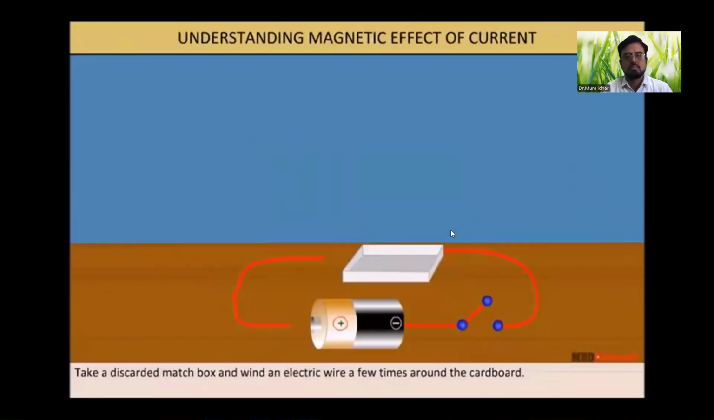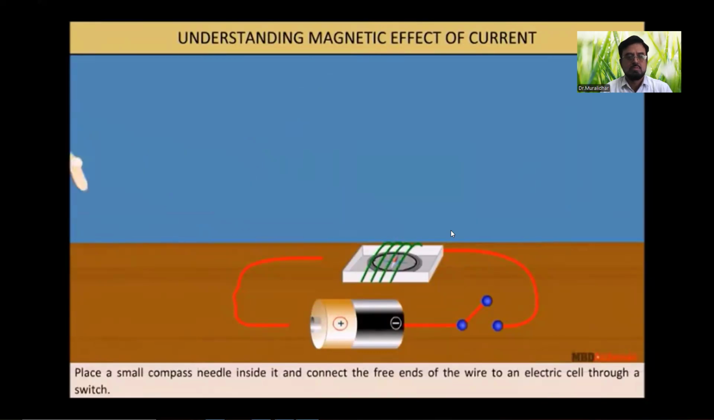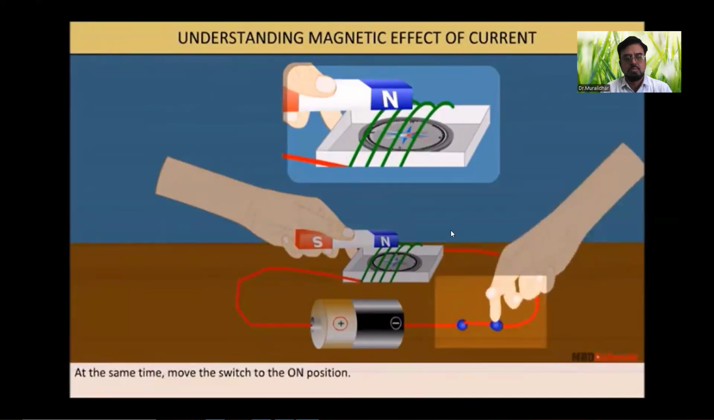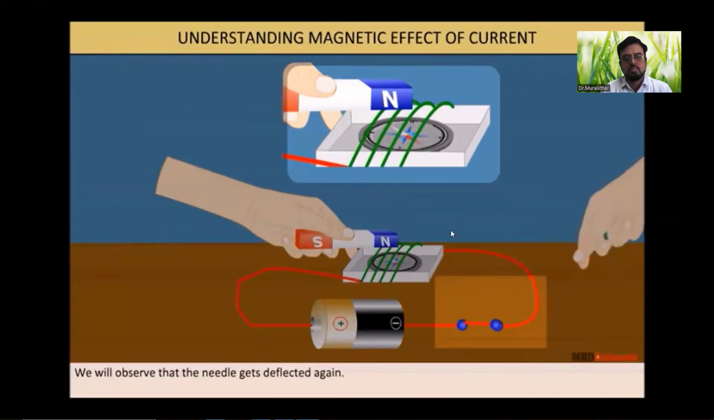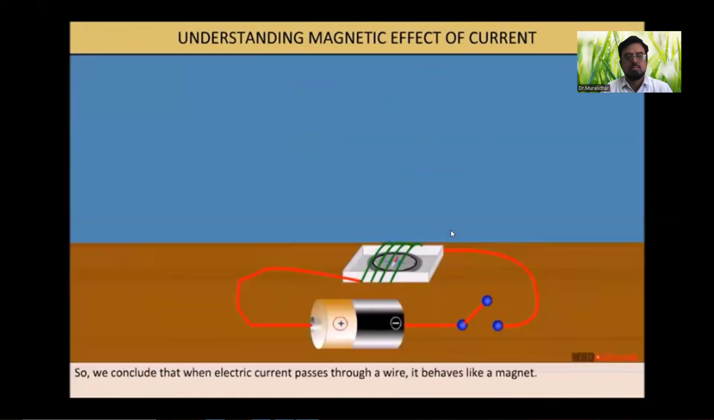Take a discarded matchbox and wind an electric wire a few times around the cardboard. Place a small compass needle inside it and connect the free ends of the wire to an electric cell through a switch. Note the direction of the compass needle. Bring a bar magnet near the compass needle. We will observe that the needle gets deflected. At the same time, move the switch to the on position. We will observe that the needle gets deflected again. Now move the switch back to the off position. We will observe that the needle comes back to its original position. So, we conclude that when electric current passes through a wire, it behaves like a magnet.